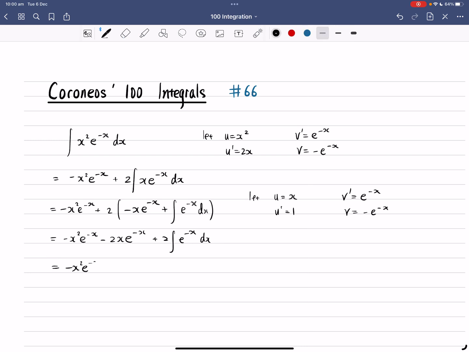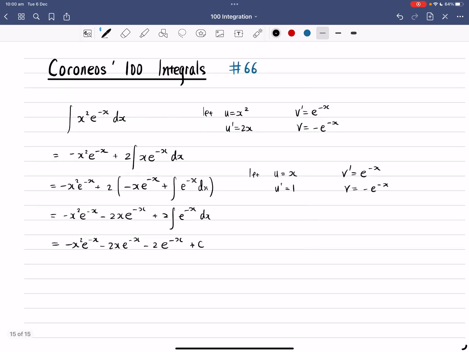Let's just rewrite everything here. All right, so that gives you negative 2 e to the power of negative x plus c. And that will become our final answer. Now, if you want to, you can factorize negative e to the power of negative x out. Just to make this look a bit nicer, but it's not compulsory. That becomes the final answer here.